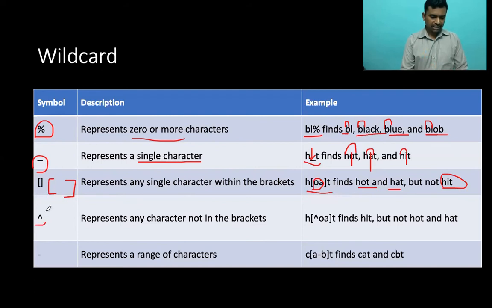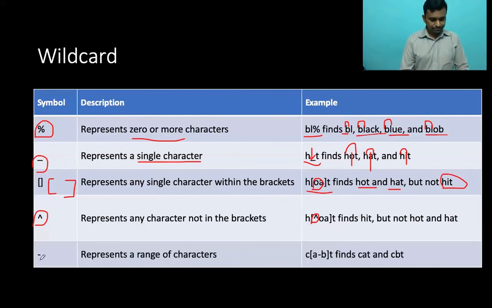Now here it is the cap symbol or caret symbol. People call this caret or cap, anything. So it represents any character not in the brackets. It means that when I give this, it is negating, saying that anything other than O and A, take it. So it will take hit, it will never take hot or hat, because O and A are there, and it should not be there. When it is not there, take that. When I put a cap or caret symbol there, I'm doing the opposite of it, right?